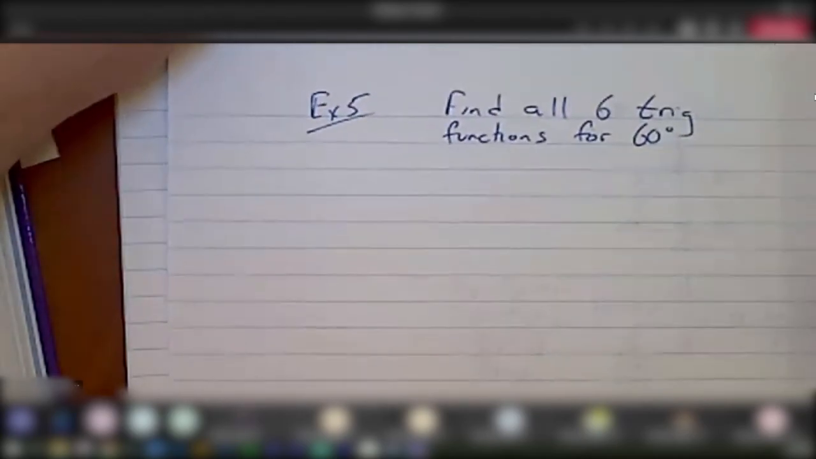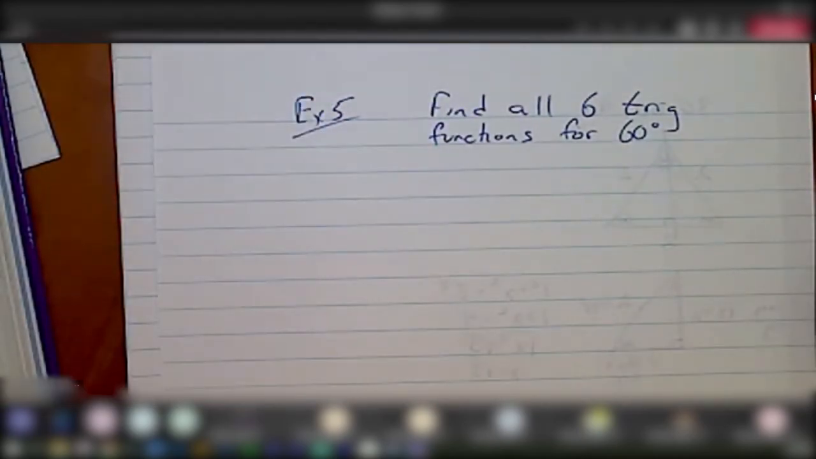Example 5, they want us to find all 6 trig functions for a 60-degree angle. So, example 5, find all 6 trig functions for a 60-degree angle. So again, I'm a visual person. First thing I'm going to do, remember we have now moved off of the coordinate plane, I'm going to draw myself a triangle.